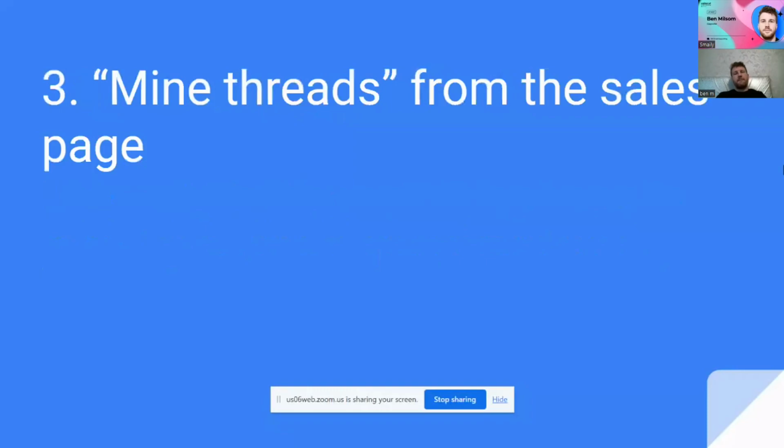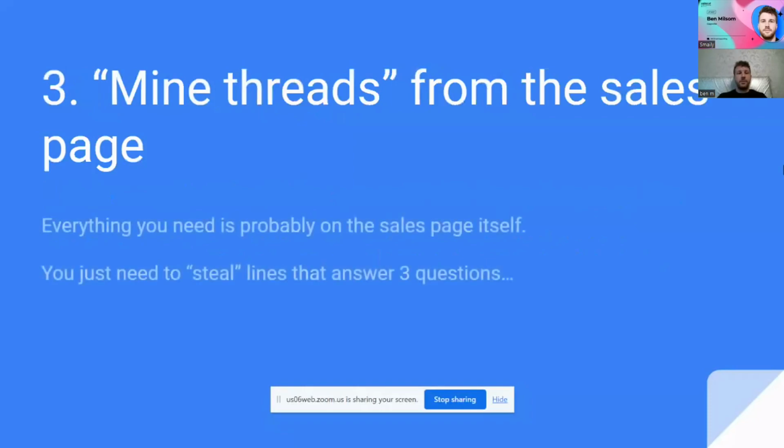Right, so a lot of people might not have heard of this. This is a copy squad term. Mine threads from the sales page. Everything you need to know is actually on the sales page itself, most likely. You just need to steal the lines that answer 3 specific questions. There's plenty of things you can sort of mine from outside the sales page, but if the sales page does have the info you need, it's probably better you just stick to that, as it gives you the best chance of remaining congruent with the sales page.